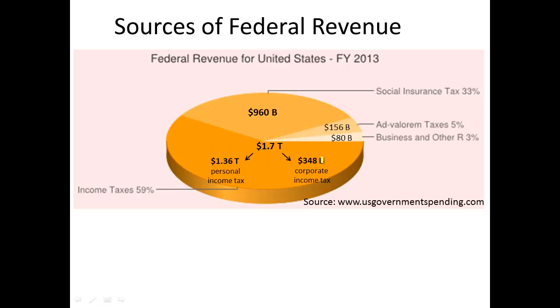First off, we'll look at what's labeled income tax, and that is the bulk of federal revenue here, coming in at 59% for fiscal year 2013. This is a projection for the current fiscal year. 59% of all federal revenue, or $1.7 trillion, is in the form of income taxes.